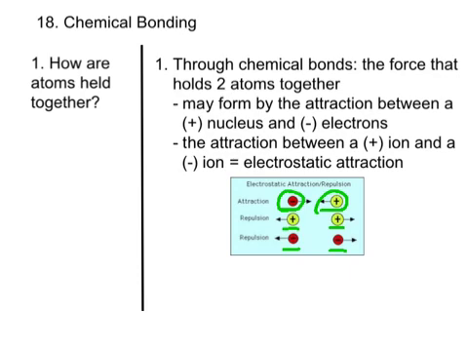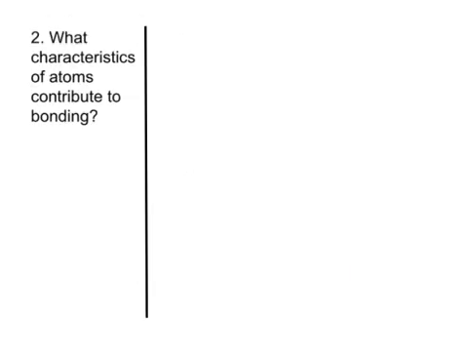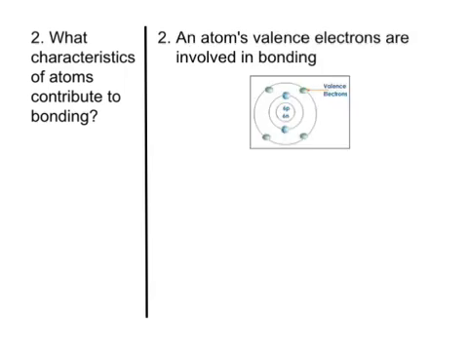Our second question is, what characteristics of atoms contribute to bonding, or what part of the atom is responsible for bonding? There are three characteristics of atoms that contribute to bonding, and the first and most important is the atom's valence electrons. They are the ones that are actually involved in bonding, and remember, the valence electrons are the ones on the very outermost shell. So this atom here has 4 valence electrons because there's 4 of them on the very outermost shell, the furthest away from the nucleus.